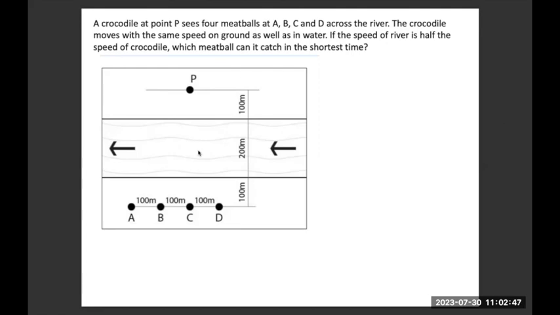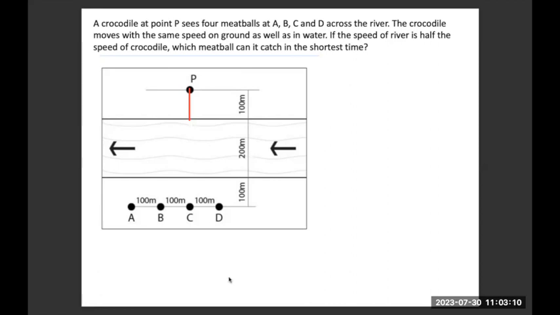Pratvi, Divya, wrong answer. What is also given is that the crocodile moves with the same speed as he moves on the ground. I'm going to solve this, okay? So, the first distance that the crocodile covers is here, from this point, he reaches the edge. He travels 100 meters and he reaches that edge.